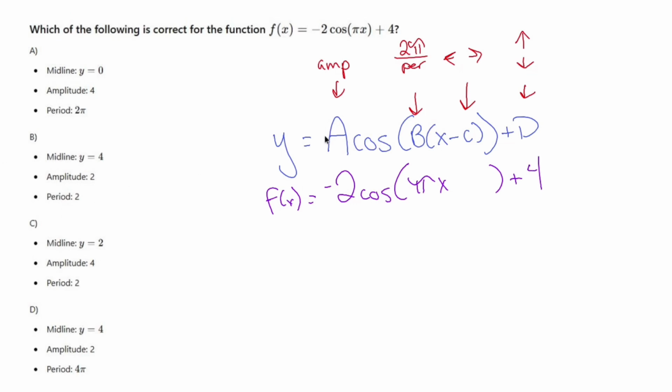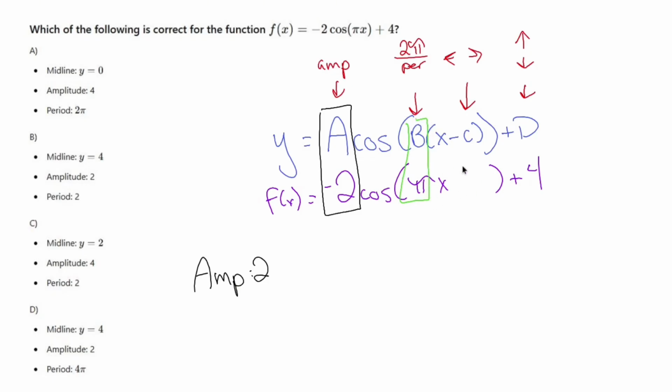Now, what do we know? The amplitude lines up with negative 2. Now, you can't have a negative amplitude, so you're just going to say that the amplitude is 2. Don't overthink it. Okay? Now, in order for me to find the period, I match b up with pi.